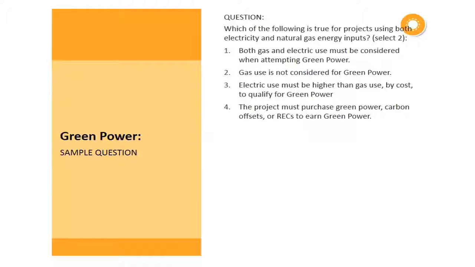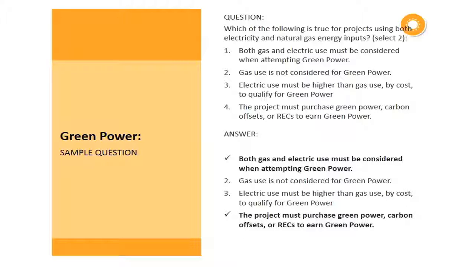And our question: which of the following is true for projects using both electricity and natural gas energy inputs? And the answers are 1 and 4. So both gas and electric use must be considered when attempting green power. Remember, it's not just electricity, it's percentage of energy. And then the project must purchase green power, carbon offsets, or RECs to earn green power.